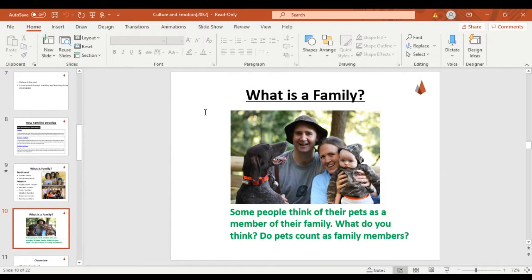So what I was talking about, what is a family? Some people think of their pets as a member of their family. I definitely think this is true, but other people may have different opinions on what defines their family. And that's going back to the root of today's lesson: everyone has a different version of what they see as their family and their culture and who they are. And it's up to us to be accepting and maybe put ourselves in their shoes to see why they think the way they do.